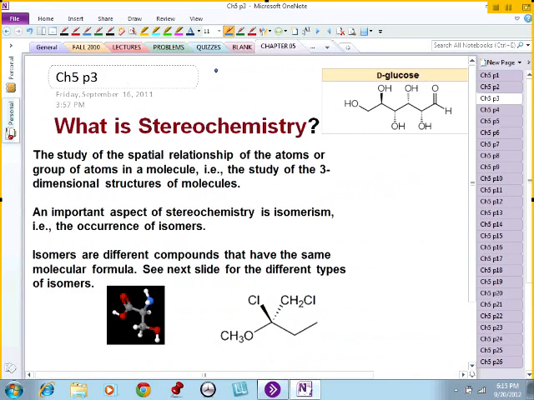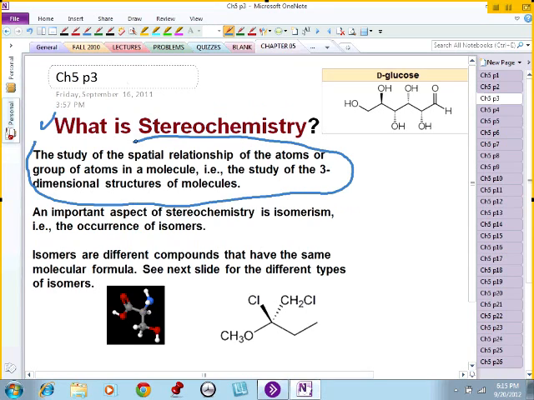Again, at this point, the question is, what is stereochemistry? Does anybody have an idea what stereochemistry is? Yes, go ahead. Yes, thank you. So that is stereochemistry.